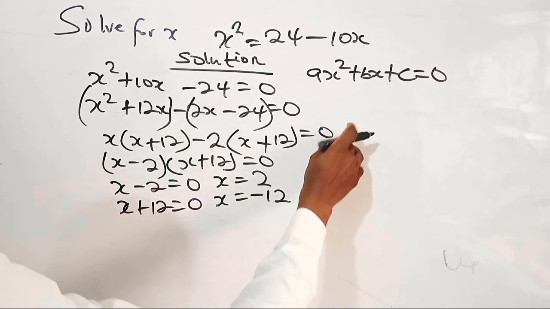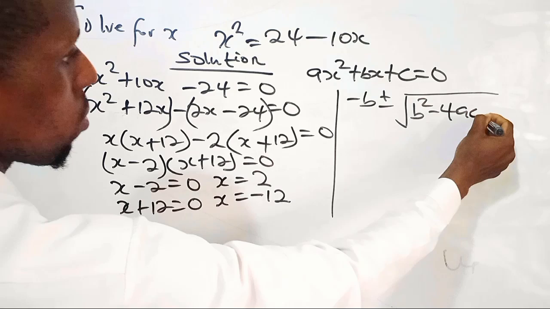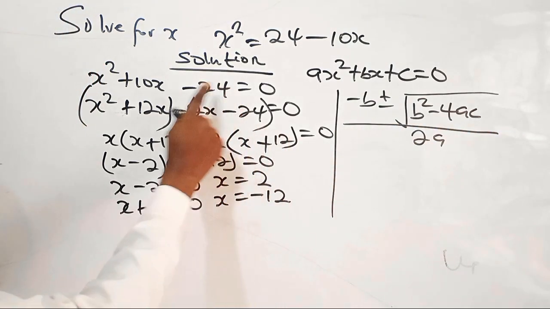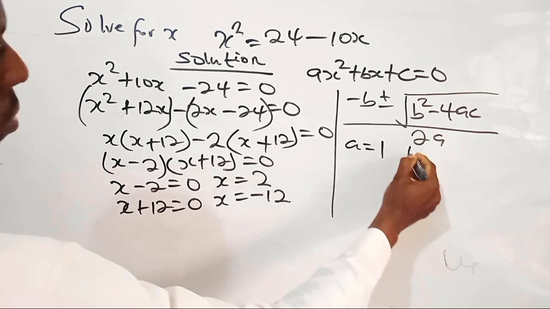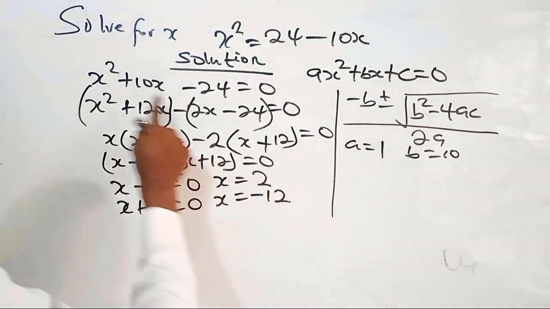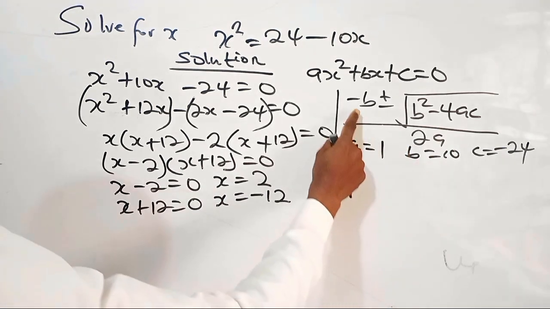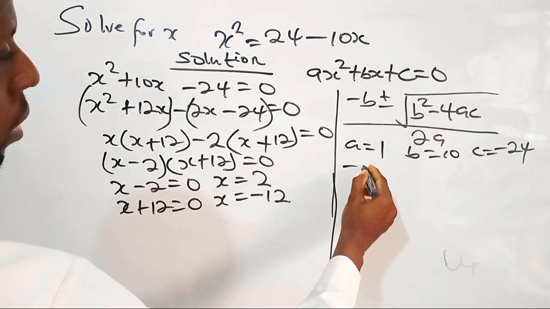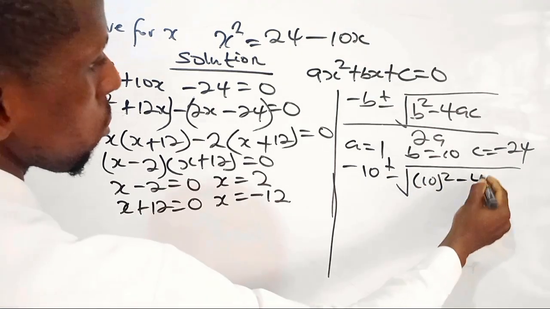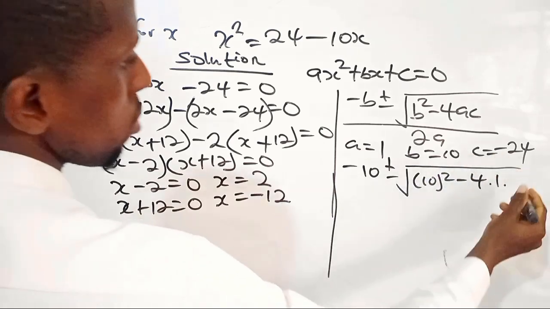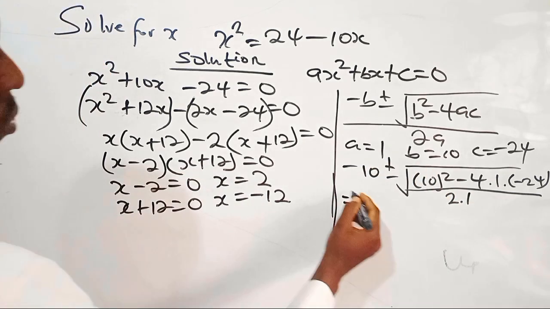So let us use the formula method. The formula method says minus b plus or minus square root of b squared minus 4ac, everything divided by 2a. When we look at this equation, my a represents 1, which is the coefficient of x squared. My b represents 10, which is the coefficient of x, and my c is minus 24, which is the constant. So I will apply the formula. I have minus 10, plus or minus square root of 10 squared minus 4 times 1 times minus 24, divided by 2 times 1.